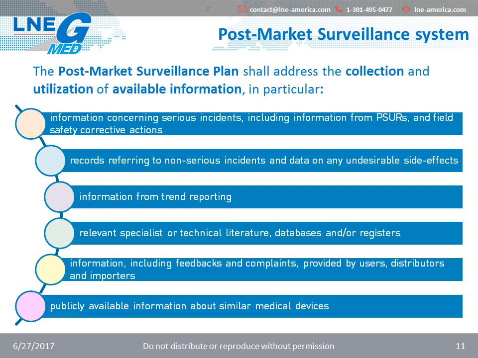With this plan, the manufacturer shall demonstrate it complies with the provision of Article 83, Chapter 7. Annex 3 goes in detail of what the actual plan shall cover. First, we can find a list of data that shall be considered, such as information concerning serious incidents, including information from the PSURs, and field safety corrective actions. Records referring to non-serious incidents and data on any undesirable side effects.